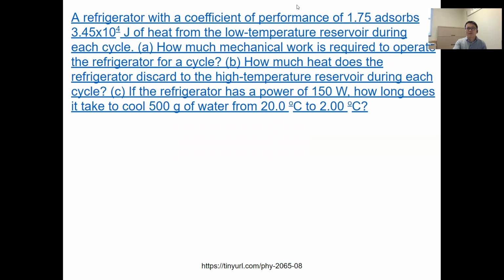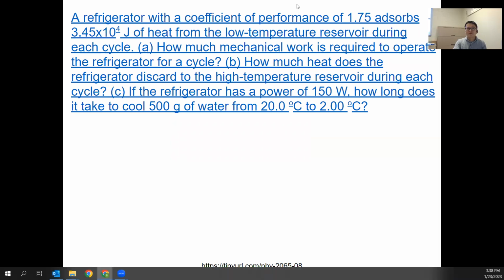So here is an example. A refrigerator with a coefficient of performance of 1.75 absorbs 3.45 times 10 to the 4th power joules of heat from the low temperature reservoir during each cycle. How much mechanical energy is required to operate the refrigerator for a cycle? How much heat does the refrigerator discard to the high temperature reservoir during each cycle? And if the refrigerator has a power of 150 watts, how long does it take to cool 500 grams of water from 20.0 degrees Celsius to 2.00 degrees Celsius? So let's take a look at this one.